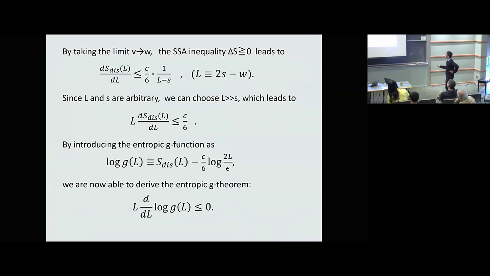And then we introduce this entropic G function, the disconnected contribution minus this logarithmic divergence, which we know very well. But still there is non-trivial L dependence. And then this strong subadditivity inequality is just translated into this entropic G function, the entropic G-theorem, this way. Okay, so this is anyway the basic proof, the derivation of this entropic G-theorem.